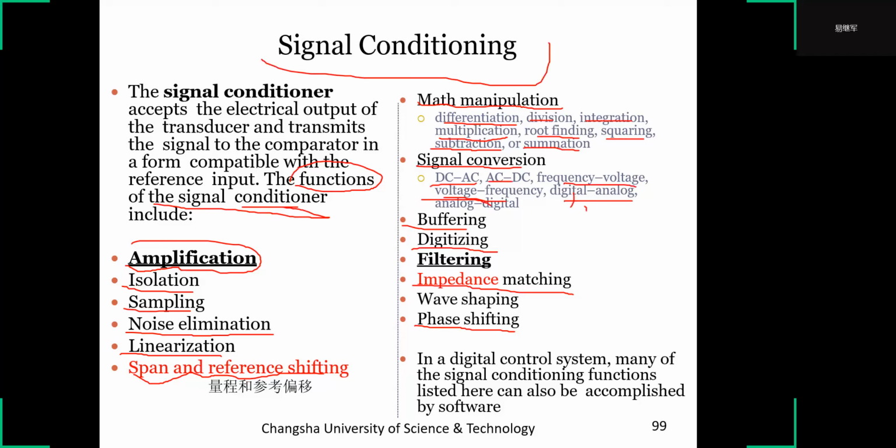Signal conditioning may include, or may not include, all these functions, but mostly we have filtering and amplification. In a digital control system, many of these signal conditioning functions listed here can also be accomplished by software.